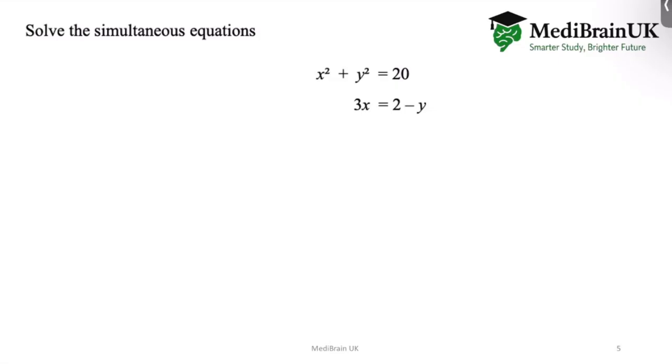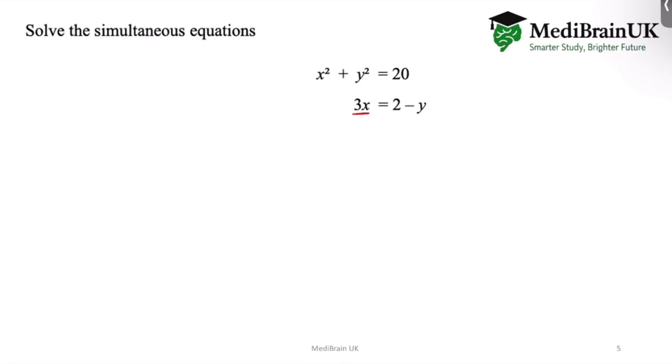So it says solve these simultaneous equations, x squared plus y squared equals 20 and 3x equals 2 minus y. Okay, now as you can see, we don't have a single letter as the subject. We have 3x as the subject. And remember, step one with any question was to make sure that you have a single letter as the subject of the formula.